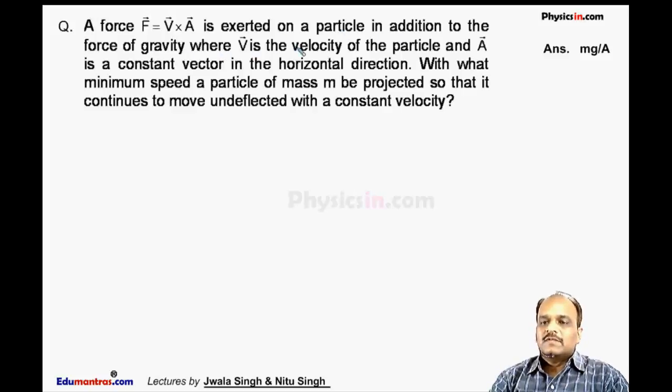Now a force F, that is equal to V cross A, is exerted on a particle in addition to the force of gravity, where V is the velocity of the particle and A is a constant vector in horizontal direction. With what minimum speed must a particle of mass m be projected so that it continues to move undeflected?